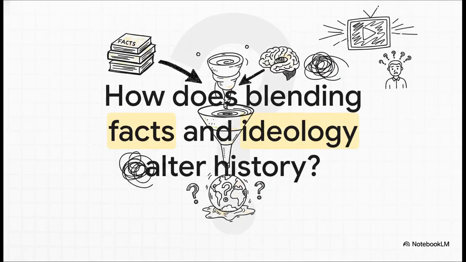As we wrap up this explainer, it leaves us with a really vital question. When a media creator hooks an audience with undeniable historical facts, only to bait and switch them with intense, biased ideology, how does that alter our understanding of the truth? It's a stark reminder that media literacy isn't just about knowing the facts. It's about recognizing how those facts are being actively shaped, framed, and weaponized by the creators telling the story. So next time you're watching a historical deep dive, ask yourself, what is the real narrative running beneath the timeline?